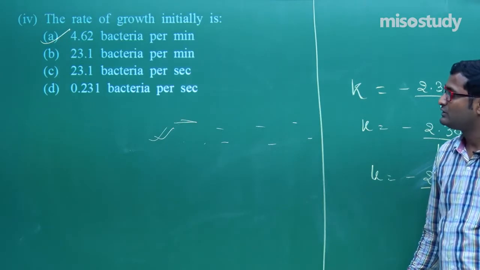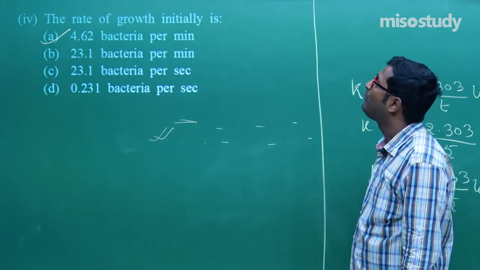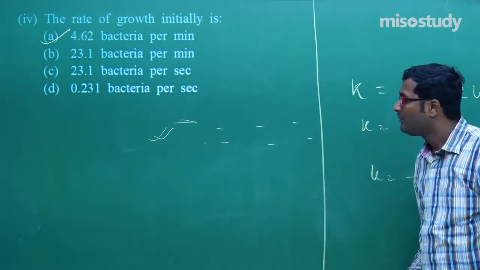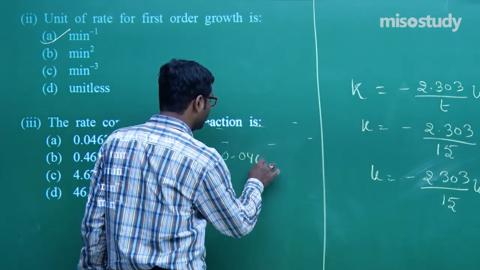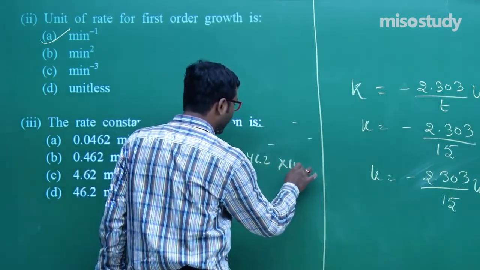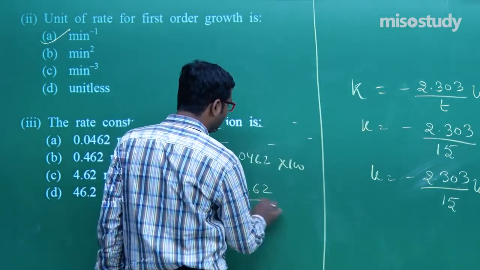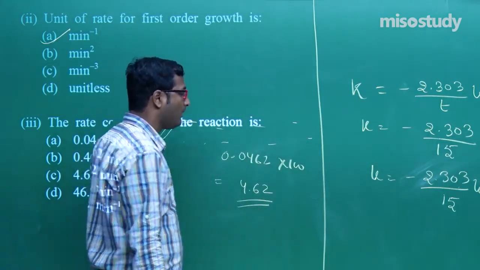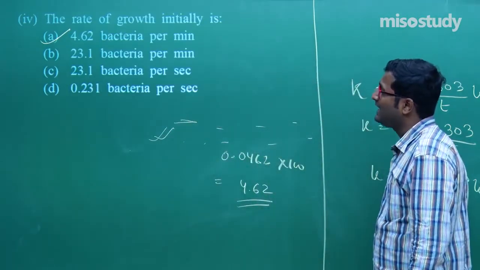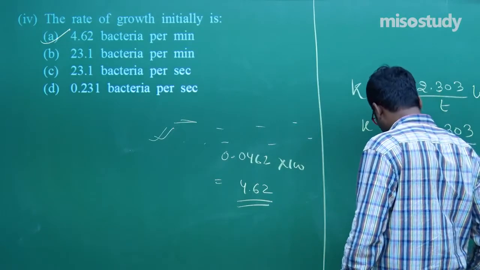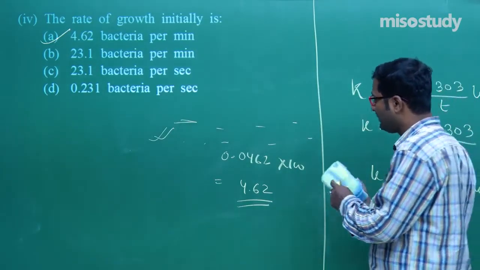Now what is the rate? The rate is 0.0462 multiplied by 100, which gives 4.62 bacteria per minute. From where did you get that? 0.0462 multiplied by 100, that is 4.62 bacteria per minute. So for this question, A is the correct option. Am I right? Yes sir, you are absolutely right. Wait for a moment.